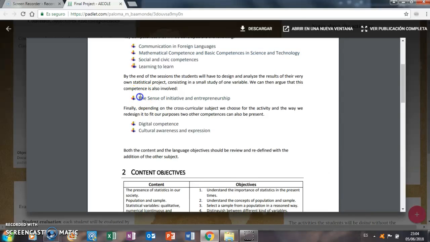Then I think we can also argue that this is a competence that is also present since they are doing a project on their own. And depending on the cross-curricular approach you are choosing, you can actually also manage to fit in these 2 competencies that I left aside.